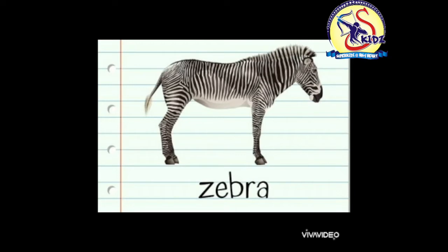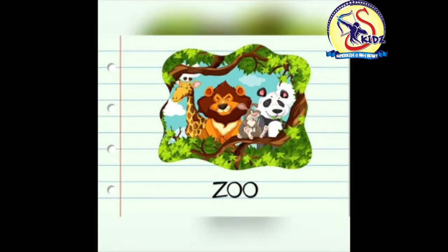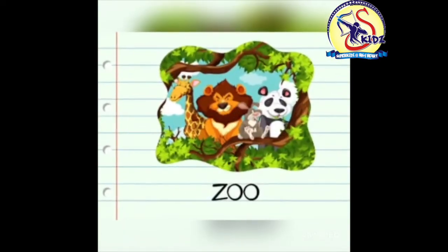Zebra. Repeat. Zebra. Next picture is of zoo. Zoo is a place where different types of animals are kept. Now speak with me. Zoo. Repeat. Zoo. See the next picture.